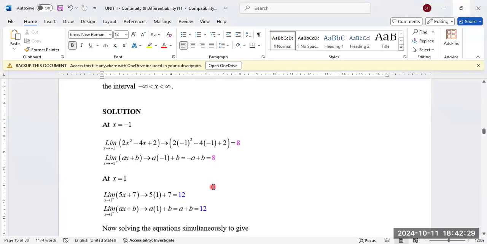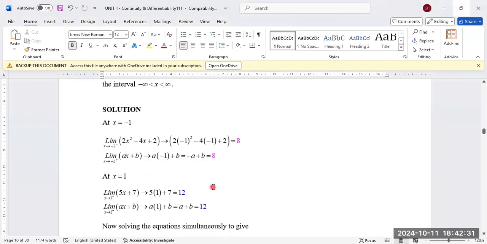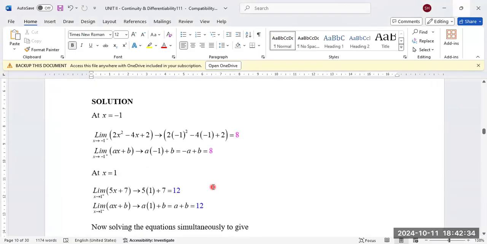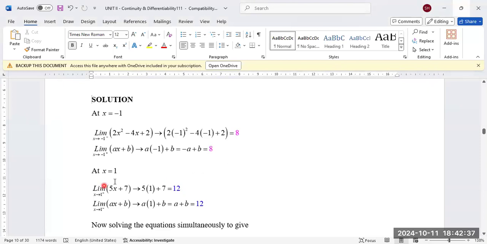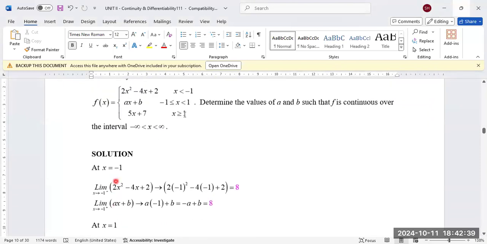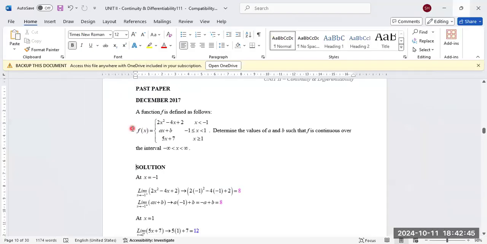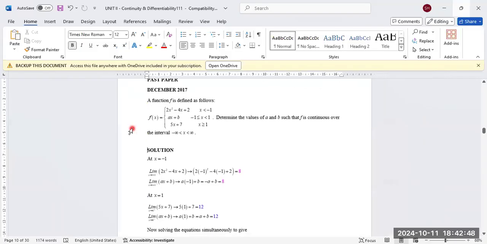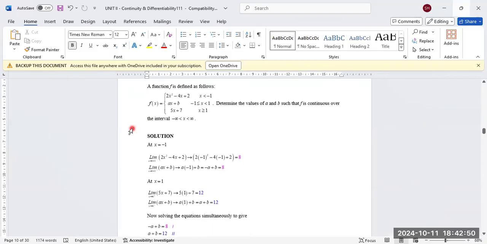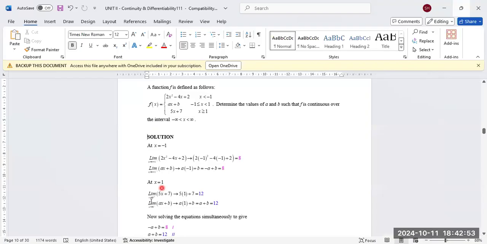I'm going to step away for 2 seconds, but I'm also going to be projecting at x equals 1. At x equals 1, remember, let me reduce it so you can see the function. At x equals 1, to the left of 1 is going to be ax plus b, and to the right of 1 is going to be 5x plus 7. Look at them both and tell me if you see what is happening. Give me 2 seconds, I'll soon come back.